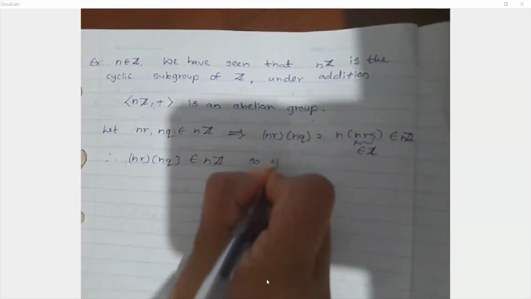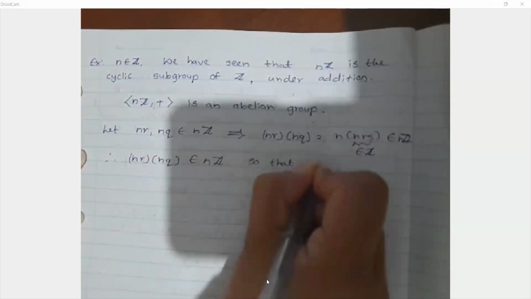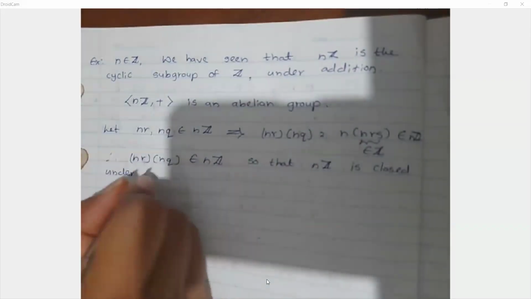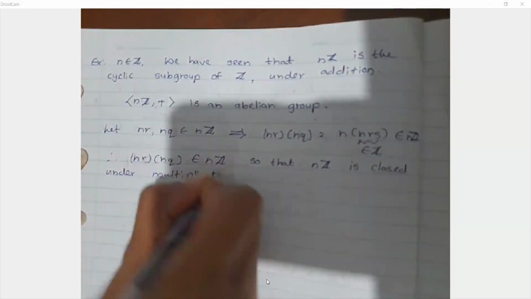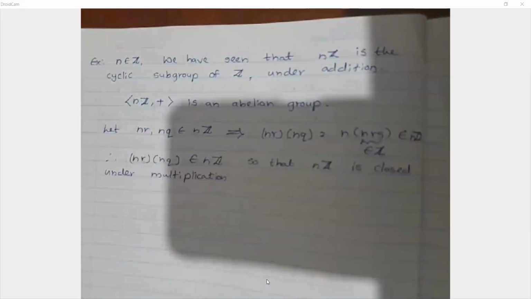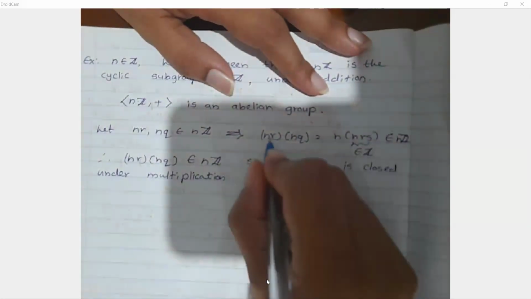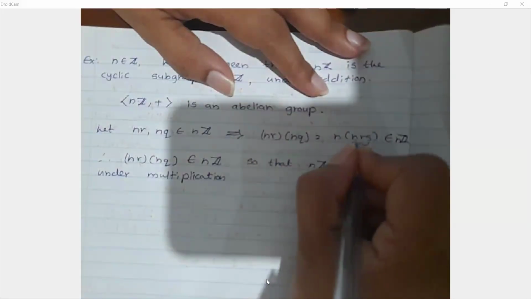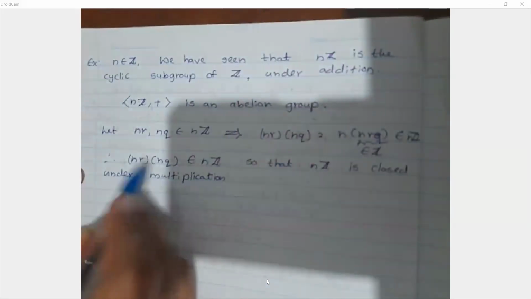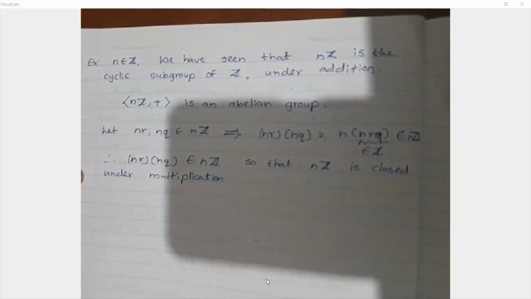So that is closed under multiplication, right? Madam, closed. That NRQ, like that. I'm sorry. Yes, I'm very sorry. It has to be NRQ: NR times NQ, N times RQ. Sorry about it. NR and NQ. Yes, thank you.